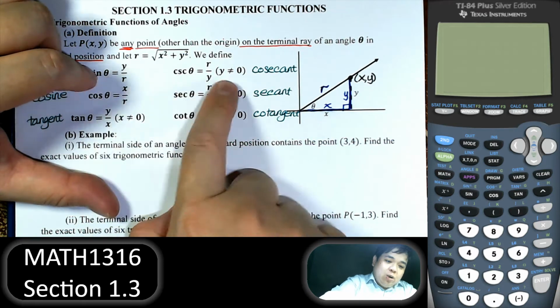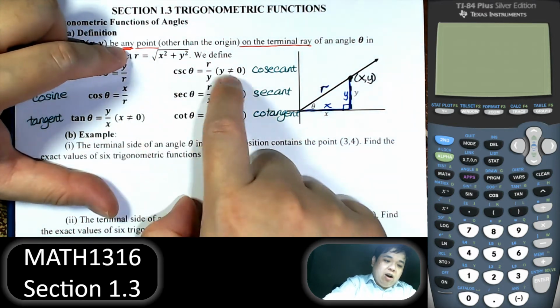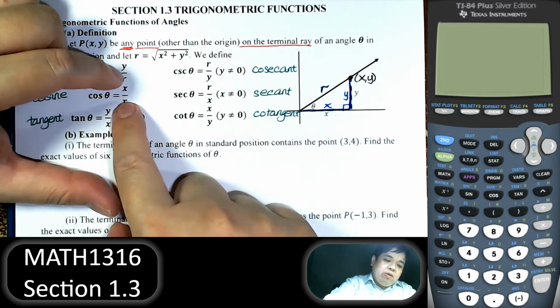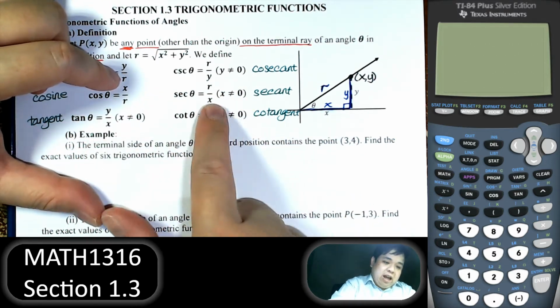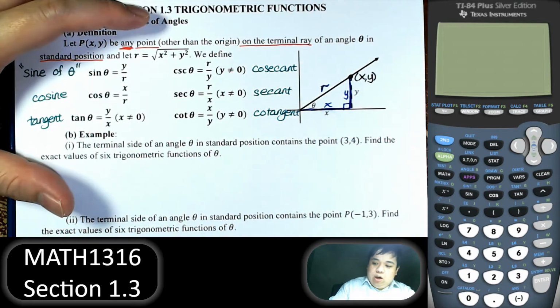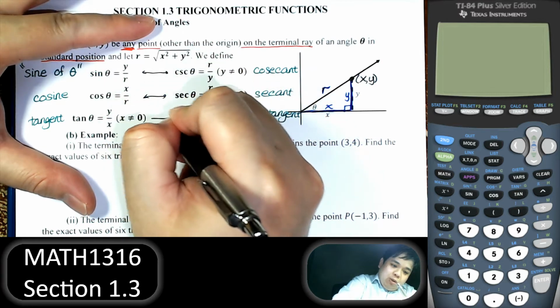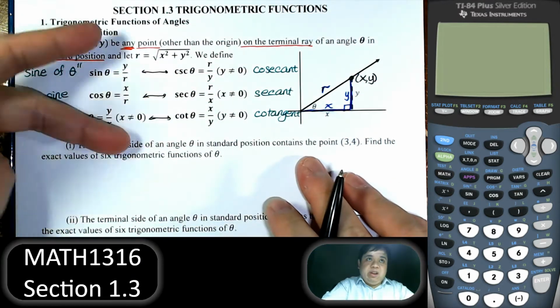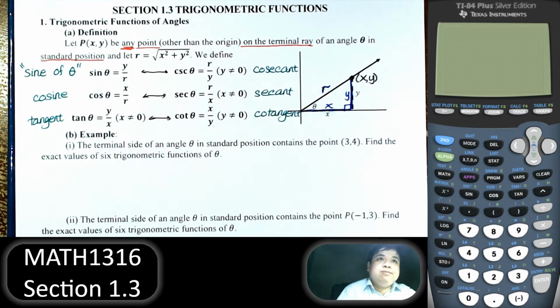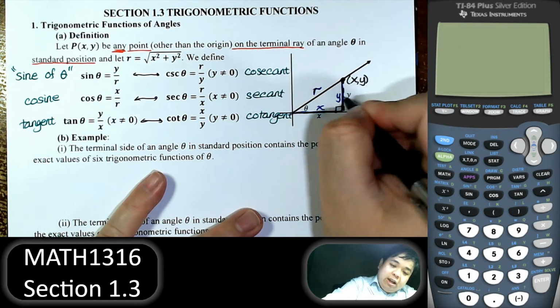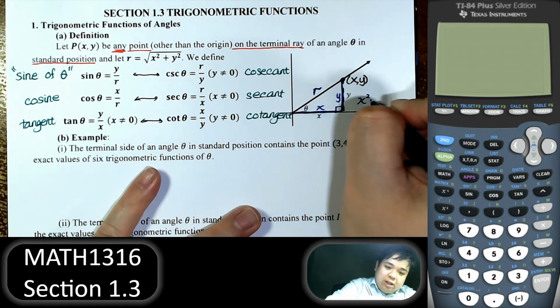So sine and cosecant: y over r, r over y. Secant and cosine: x over r, r over x. And then y over x, x over y for tangent and cotangent. The reason we write it like this is they have a reciprocal relation, meaning we just flip the fraction and we go from one to the other. And one important thing about this relation is that this is a right triangle, so we have x squared plus y squared equal to r squared.